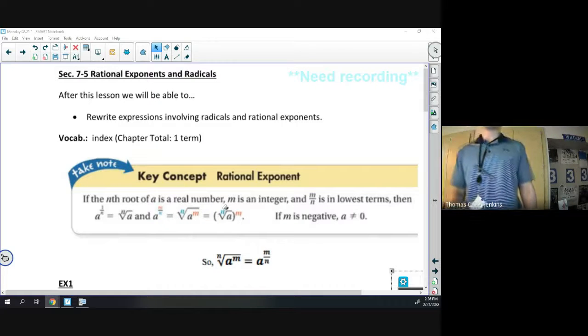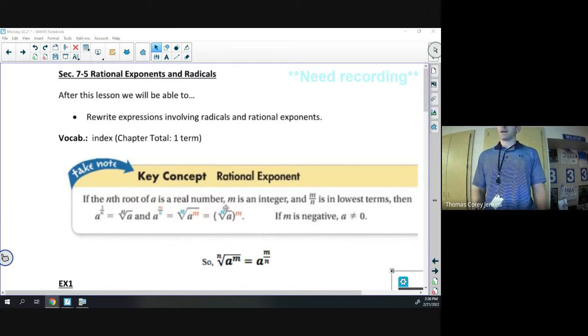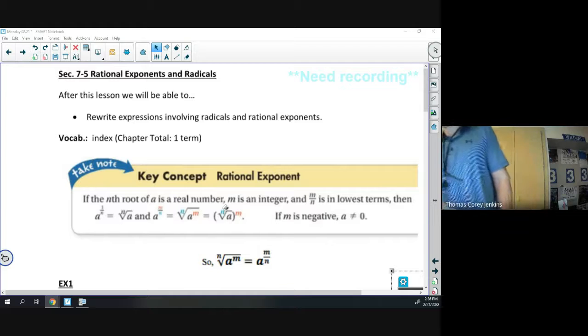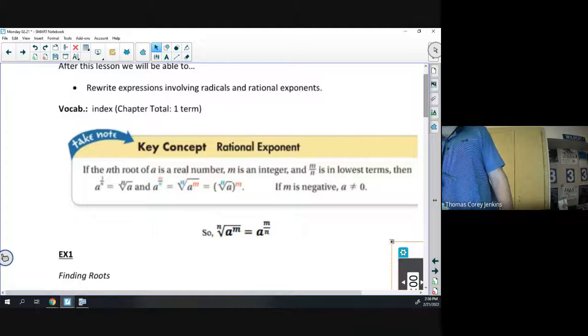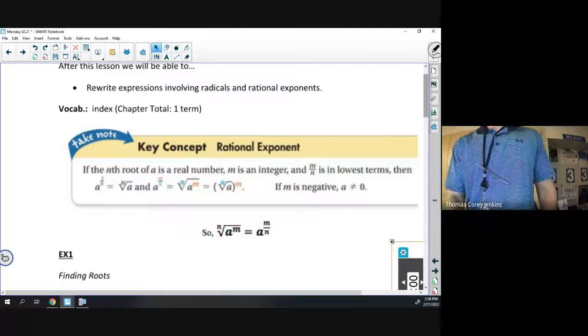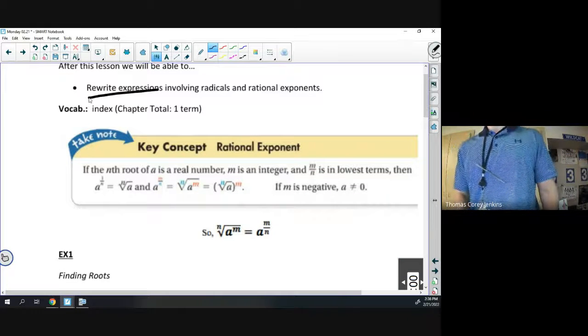So first four lessons of Chapter 5, all about kind of exponent laws and stuff like that. Switches gears a little bit today, talking about rational exponents and radicals. Basically, we want to be able to do two things after this lesson is over. One part of the learning target is we want to be able to rewrite expressions involving radicals and rational exponents.